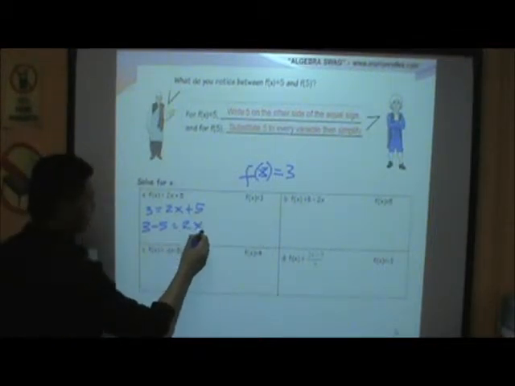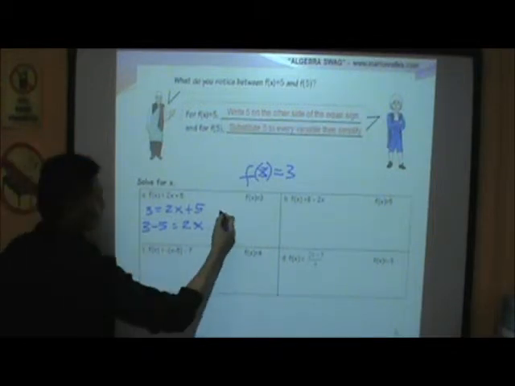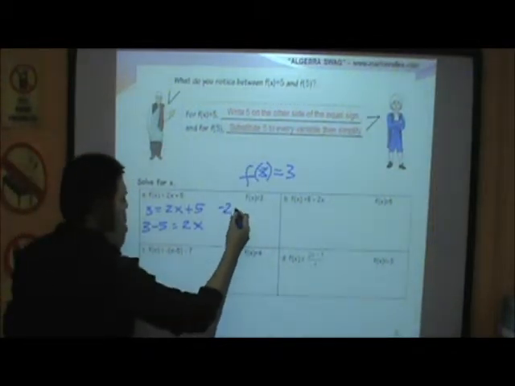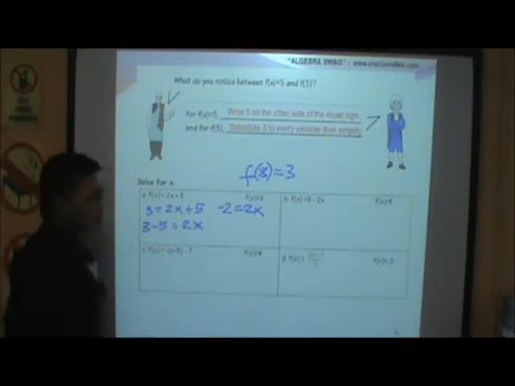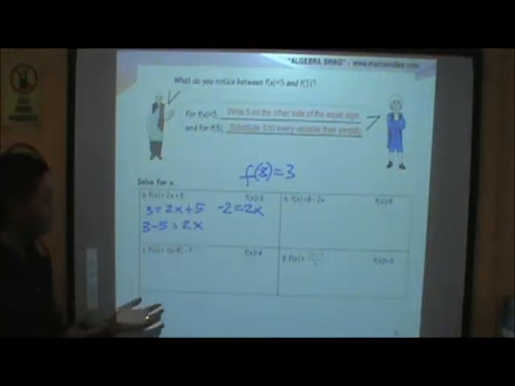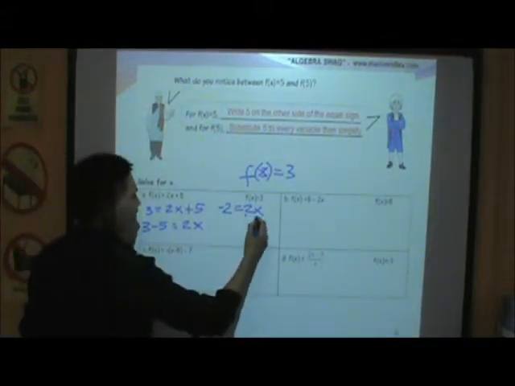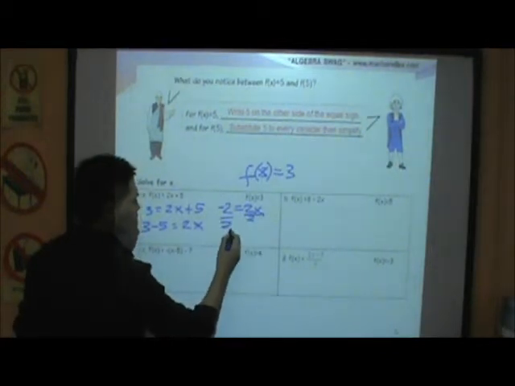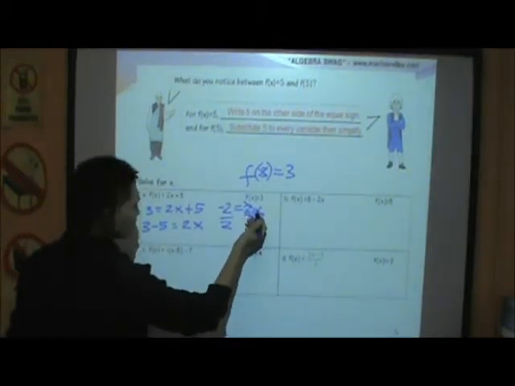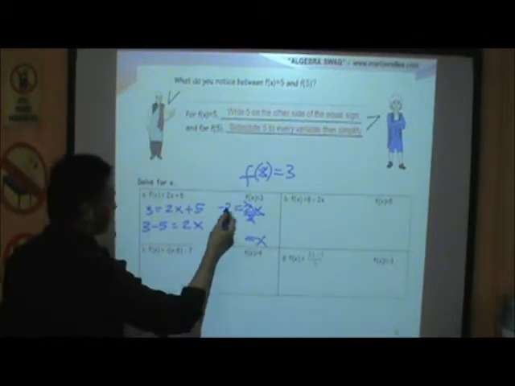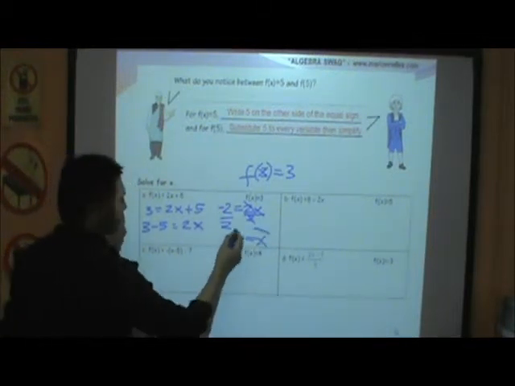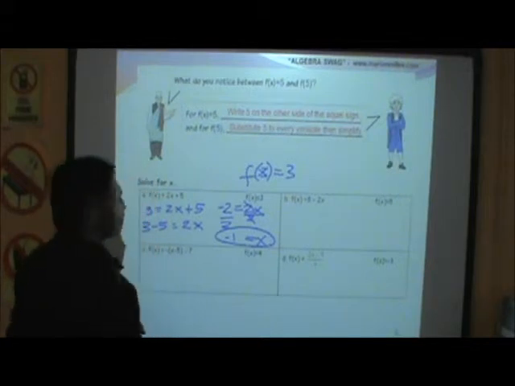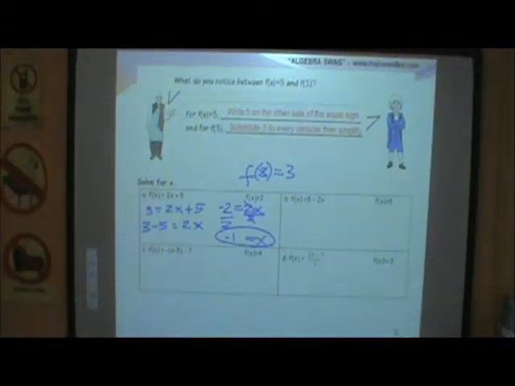Okay? But 3 minus 5 is negative 2 equals 2x. Again, because we're solving for x, we have to divide both sides by 2. We need to get rid of that numerical coefficient 2 beside x. So now we have negative 2 divided by 2 is negative 1. And that is the final answer.